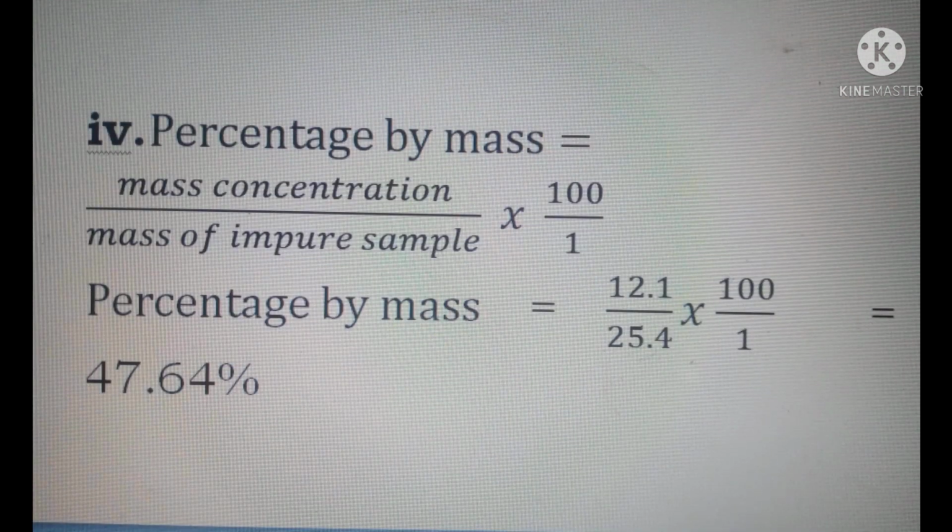And next is the percentage by mass of iodine in the sample provided, and that is the percentage purity. We use the formula mass concentration as we calculated above over mass of the impure sample, that is the sample provided, times 100 over 1. It gives us 12.1 over 25.4 times 100 over 1, and that gives us 47.64%. You present it in 2 decimal places.